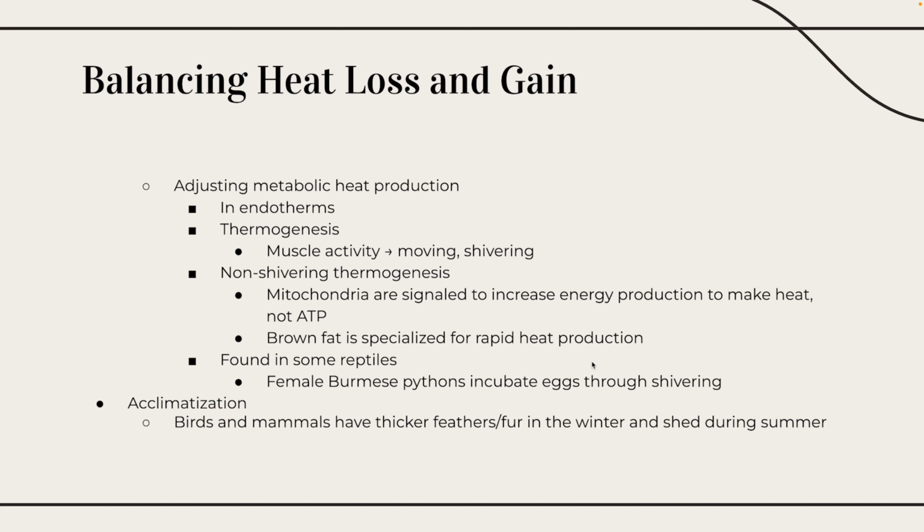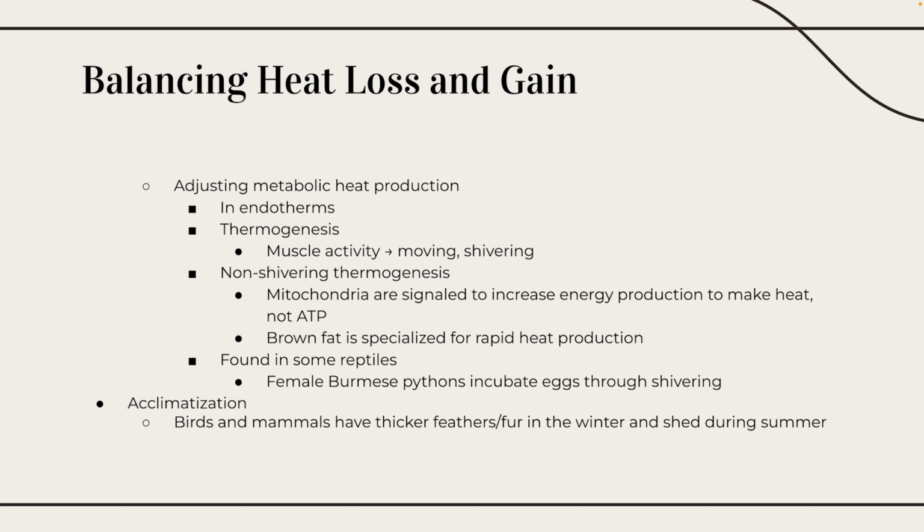And then just some more. You can balance heat loss and gain by adjusting metabolic heat production, and you're going to find this in endotherms. So thermogenesis: basically you have muscle activity like moving and shivering, and that's going to generate heat. Shivering is essentially your body telling your muscles to move, not for the sake of getting you anywhere, but that just helps generate some heat.